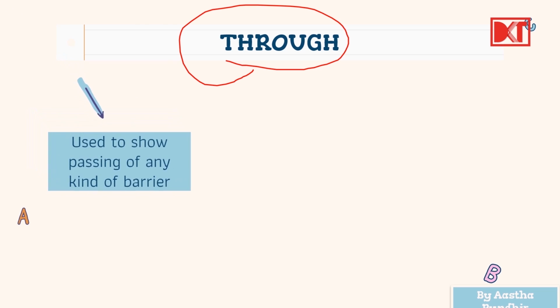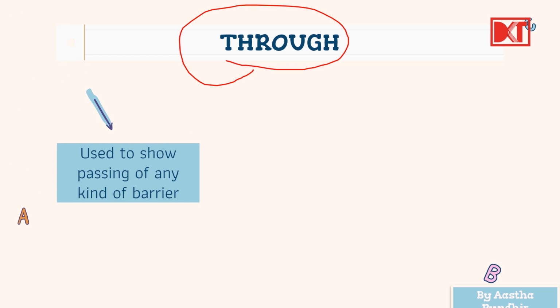Through, used to show passing of any kind of barrier. जैसे, I have got through the NET exam. मतलब I have passed a certain barrier of the NET exam, so I have got through.